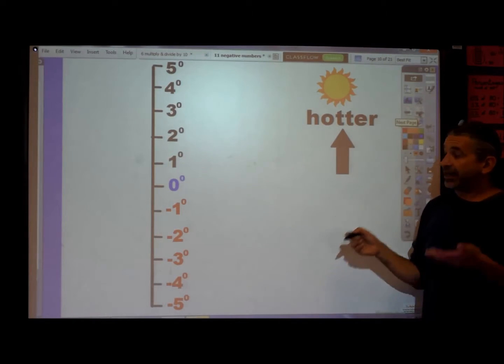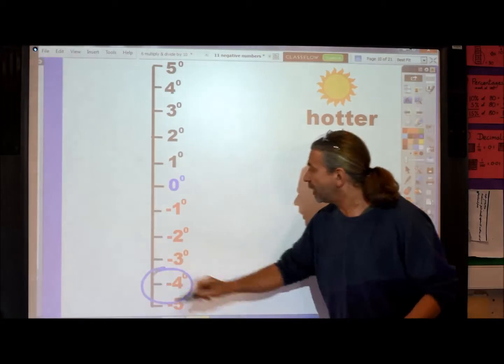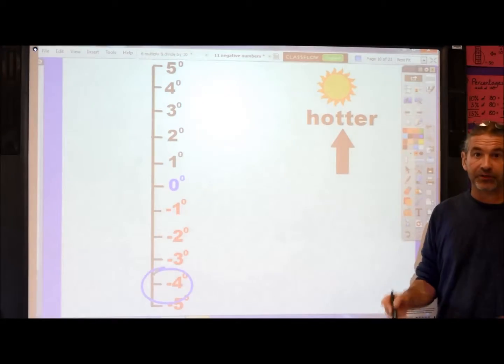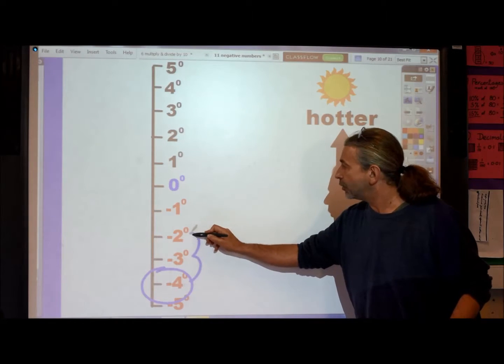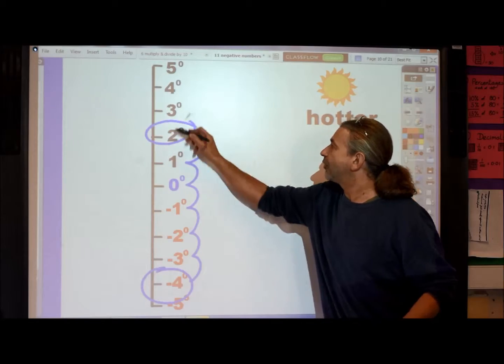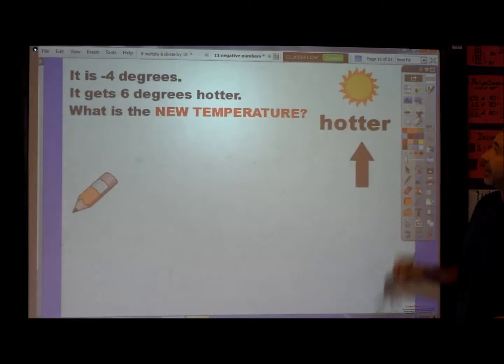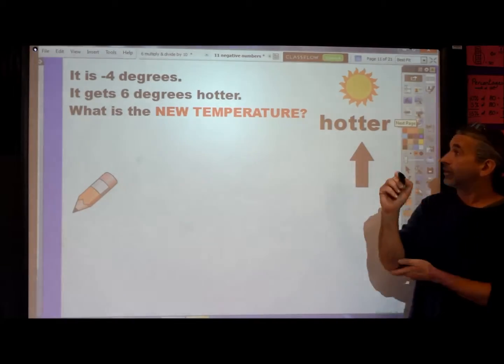Now, if we're getting hotter, let's say we start on minus 4 degrees and we get 6 degrees hotter, we go up the scale, we just count it. 1, 2, 3, 4, 5, 6. The answer is 2 degrees. Now, if you get a problem like this, it's minus 4 degrees, it gets 6 degrees hotter.